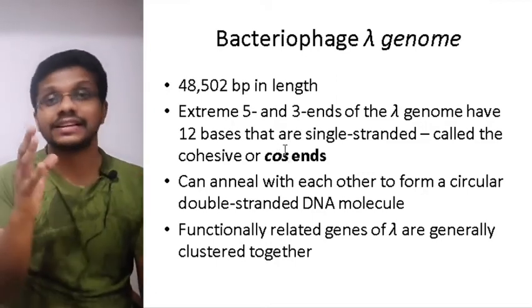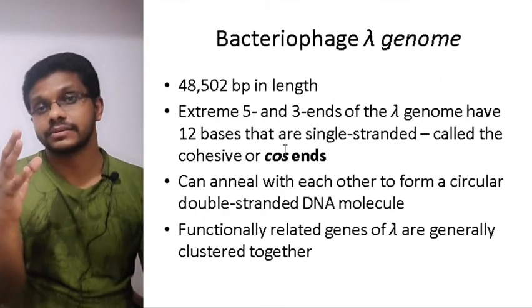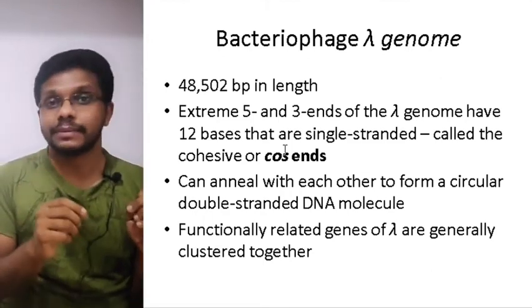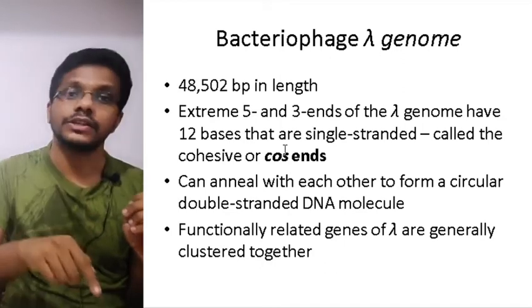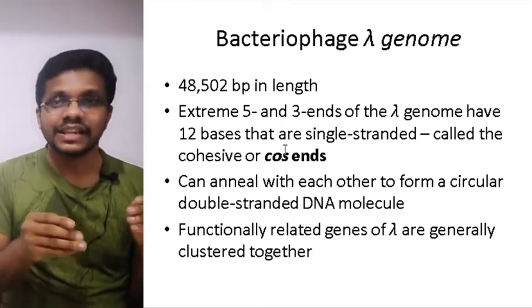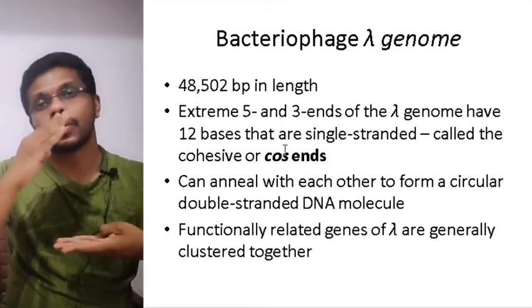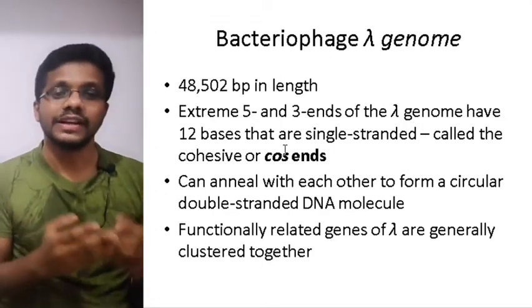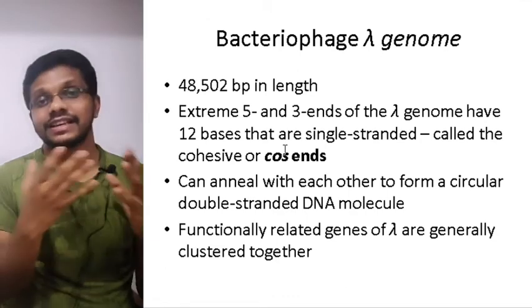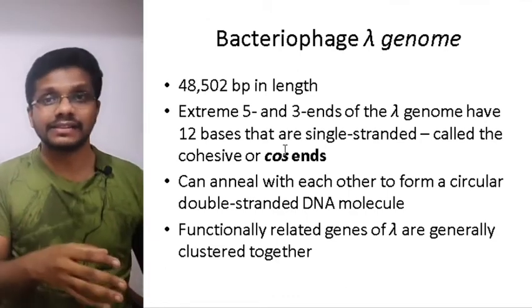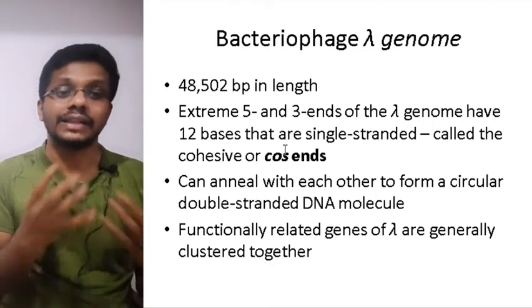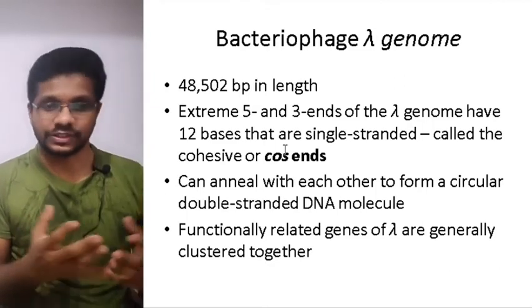Inside the head, it is a linear DNA, but after infecting a bacterium, the DNA is transferred into the cell. Inside the cell, due to the property of these cohesive ends, they come together and bind to form a circular DNA. So inside the lambda phage it's linear DNA, but once it reaches the bacterial cell, it becomes circular DNA with the help of the cos site.